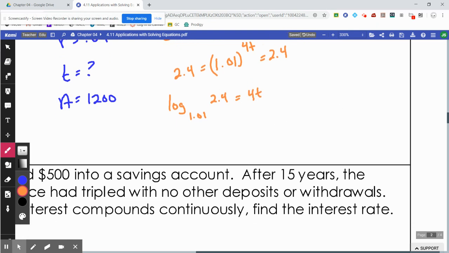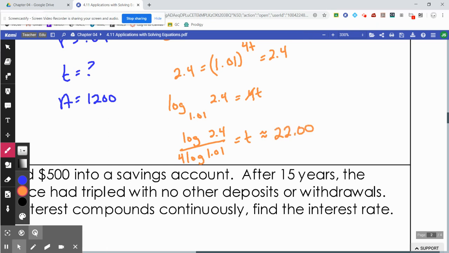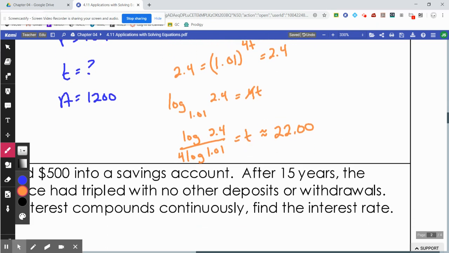To type this into your calculator, that'd be log of 2.4 divided by the log of 1.01. To get rid of the 4, you can take a fourth of that, which is to multiply that by 1/4. That actually puts the 4 on the bottom, is equal to t. Type that into your calculator, and you're going to get about 22.00 years. Is nearly exactly 22 years.